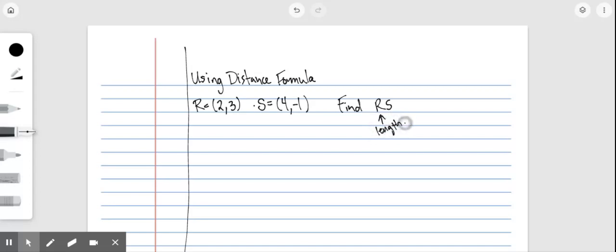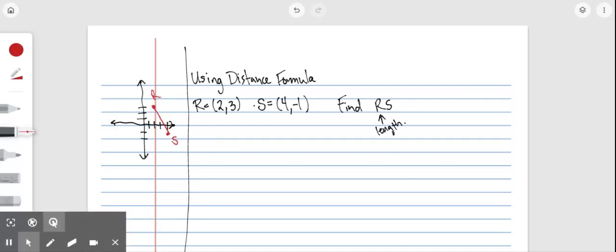I'm going to draw the diagram on the left-hand side. You do not need to have the diagram. I just like to see it so that I can see where my points are. Okay, so I have my diagram.